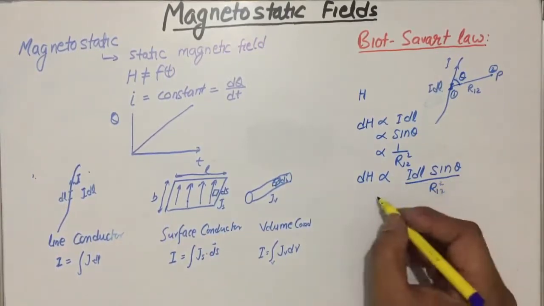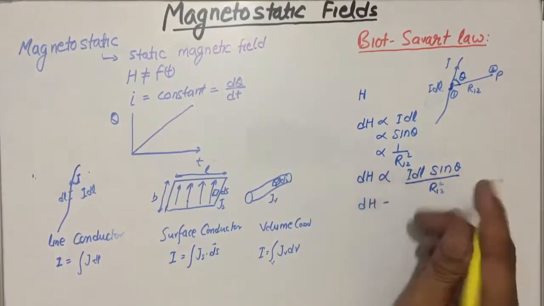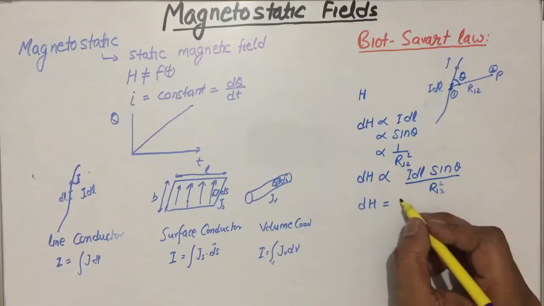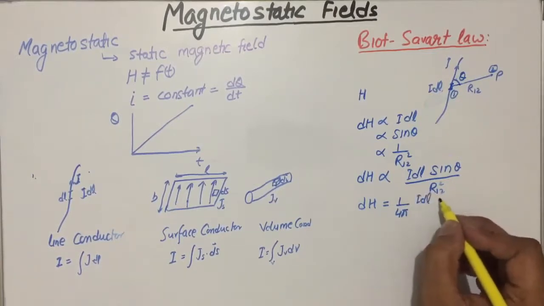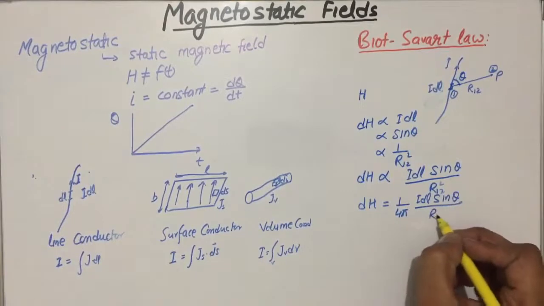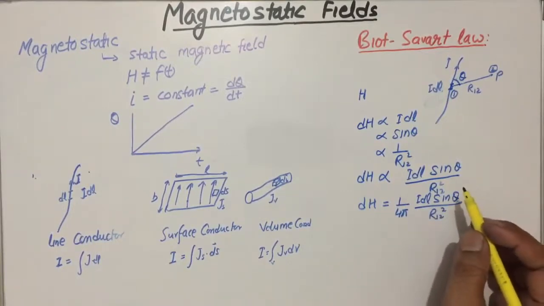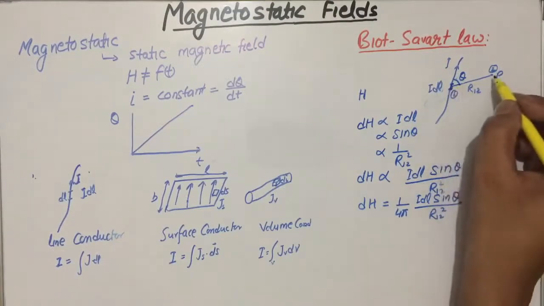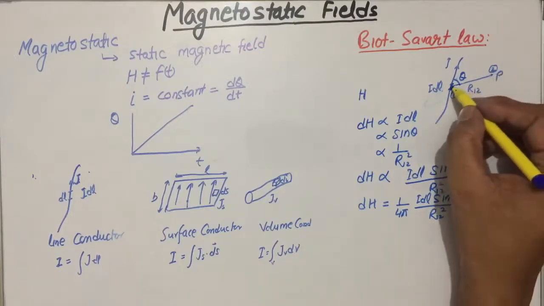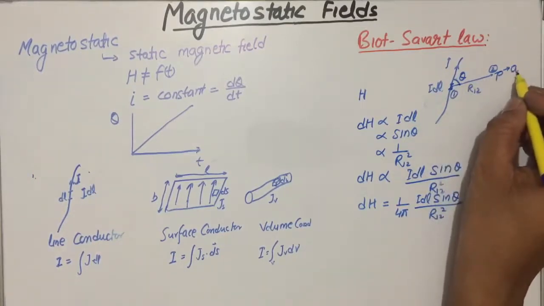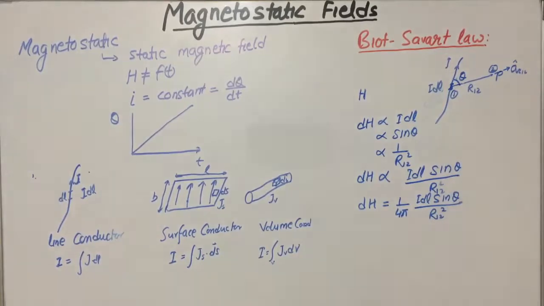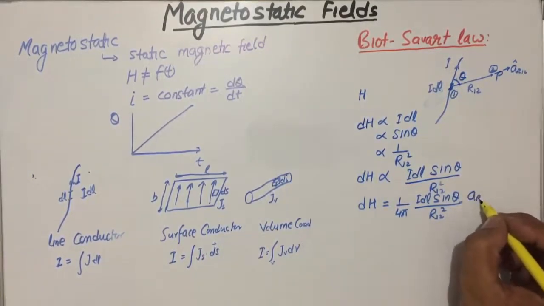And further, when he removed the proportionality, the proportionality constant was 1 by 4 pi. So dH equals 1 by 4 pi IDL sine theta divided by R12 square. This was the magnetic field intensity due to this current element at this point. As the field is a vector quantity, it will have a direction, which will be in the radial direction of the radius vector, the R12 cap, so in the direction of AR.